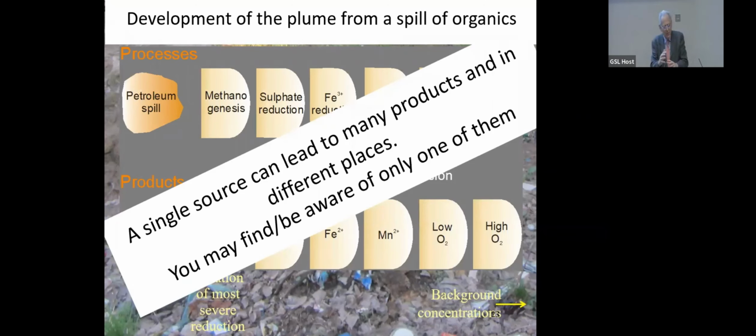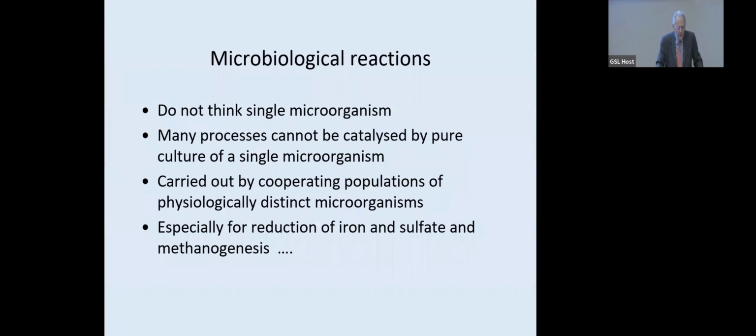And also remember, if we're looking at an oxidation or reduction, you've got to find the other half. Where have the electrons gone, or where have they come from? So, recap a bit. Don't think of a single microorganism, think of a cooperating system carried out by a population, so to speak, especially when you get into the more complicated things like sulfate reduction or sulfate oxidation, sulfide oxidation, and methanogenesis.